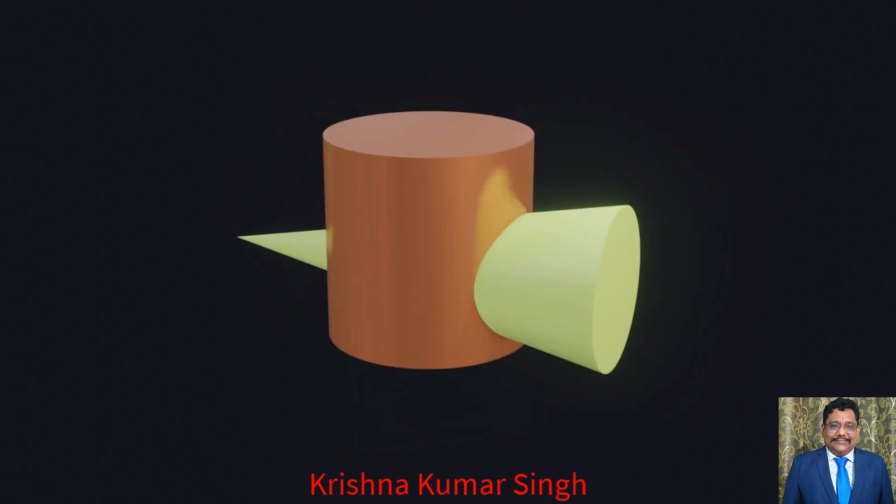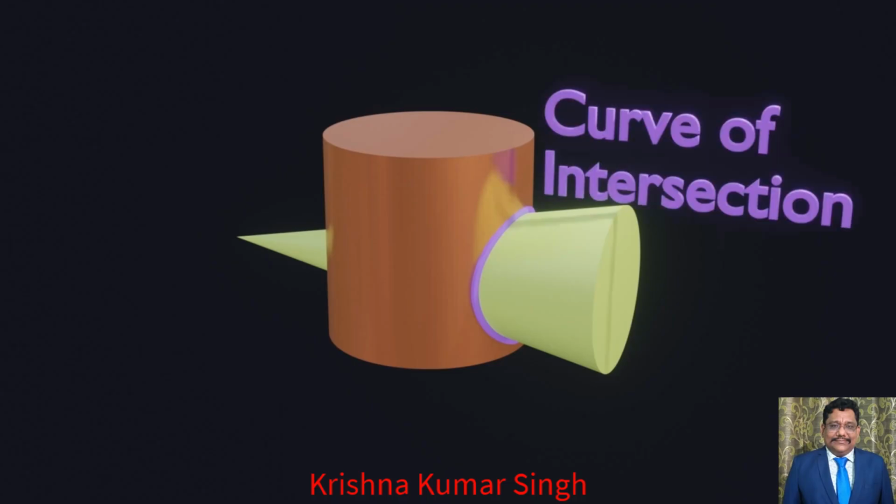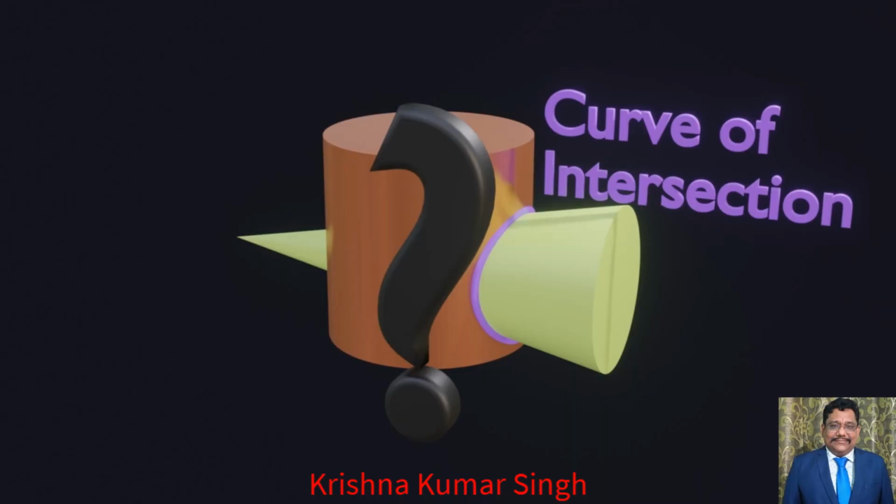Here there is a cone intersecting a cylinder. If we observe very carefully, the points where the intersection happens is a typical curve. This curve is known as curve of intersection. This looks more like an abstract idea than something useful for engineering purpose. So, why do we need to study this?